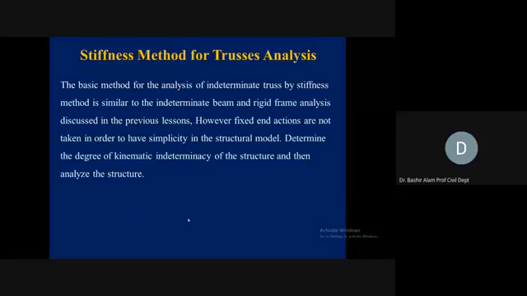Now, about the method, the basic method for the analysis of indeterminate truss by stiffness method is similar to indeterminate beam and rigid frame analysis discussed in the previous lessons. However, fixed end actions, as I said, are not taken in order to have simplicity in the structural model. Determine the degree of kinematic indeterminacy of the structure and then analyze the structure. So this is going to be the procedure.